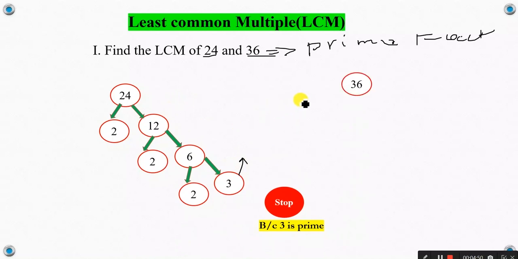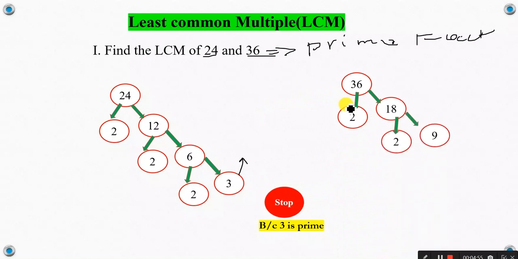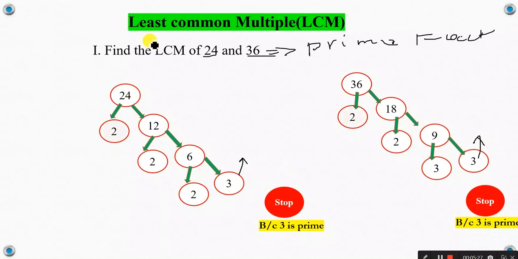The next number is 36. When we divide 36 by 2, we get 18. 18 divided by 2 is 9. 9 can't be divided by 2, so the next prime number is 3. Let us try if 9 is divisible by 3 without remainder. 9 divided by 3 is 3. We have to stop now because our quotient is 3. So we stop and multiply all the numbers to get the least common multiple.